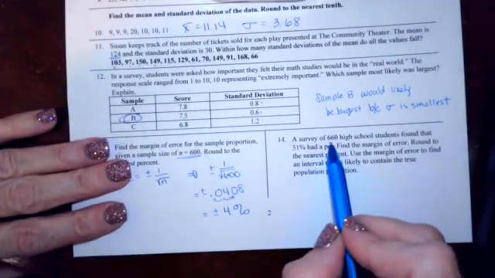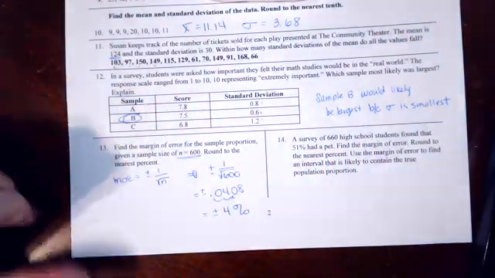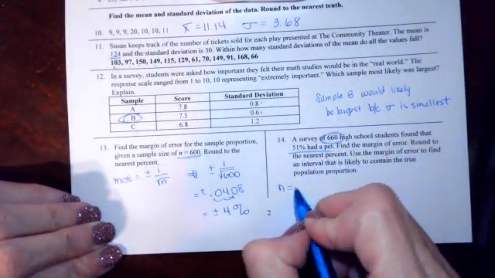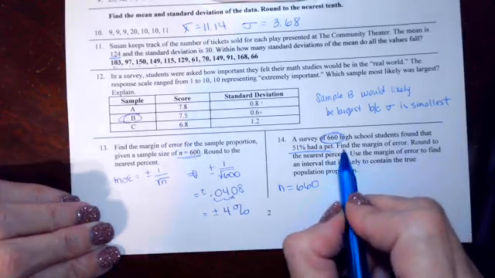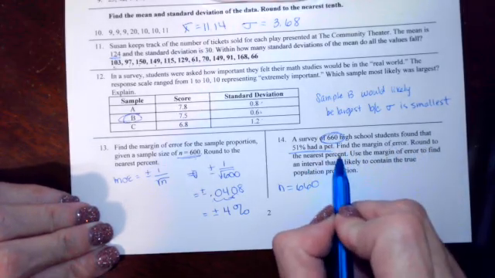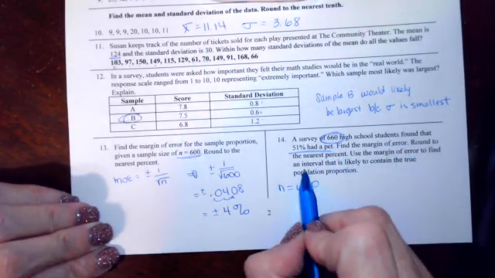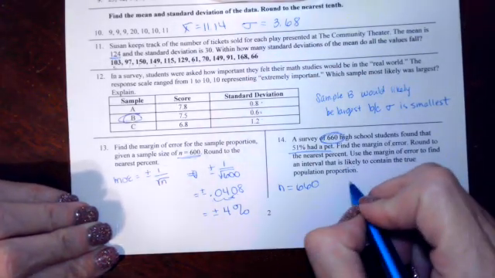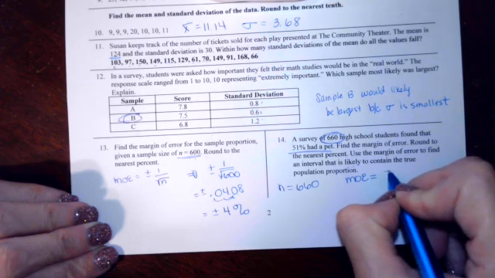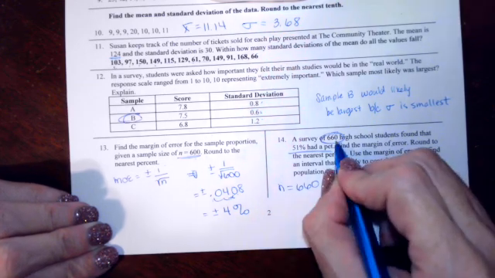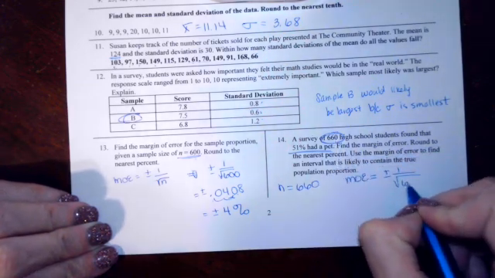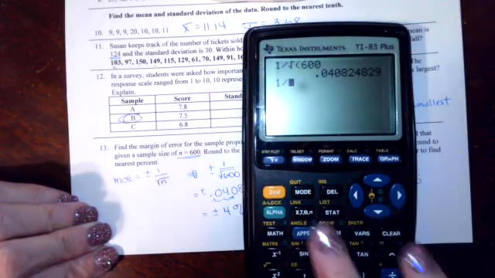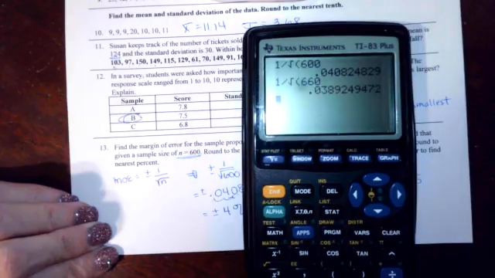Okay, a survey of 660 high school students found that 51% had a pet. And this is our N. Okay, so N equals 660. Find the margin of error, then round to the nearest percent. Use the margin of error to find the interval that is likely to contain the true population. So the first thing I need to do is find that margin of error. So that's going to be 1 over the square root of my sample, which in this case is 660. So I'm going to do 1 divided by the square root of 660.